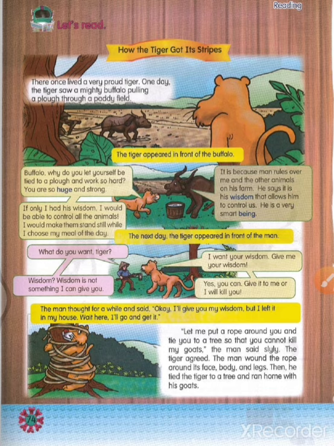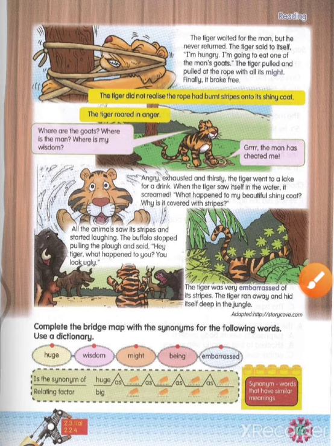Well, that's different. Let's try to see another page. The tiger waited for the man, but he never returned. Okay, no. Let's see down here. Angry, exhausted, and thirsty, the tiger went to a lake for a drink. When the tiger saw itself in the water, it screamed, "What happened to my beautiful shiny coat?" Okay, you can find another one here that is in the jungle, right? In the jungle, that's the second one.